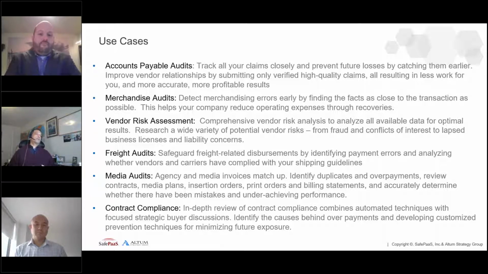So they wanted to make sure that as they were responding to this disruption in supply chain, they were able to not only assess the risk, but also monitor things like freight audits, and also on the customer side, they were opening up new channels to acquire customers. So compliance with their contracts and media audits, where they're using different types of media.